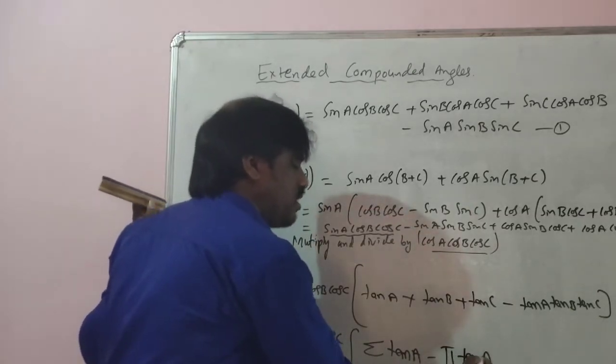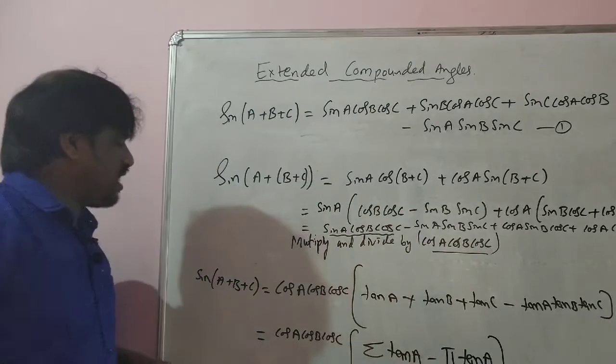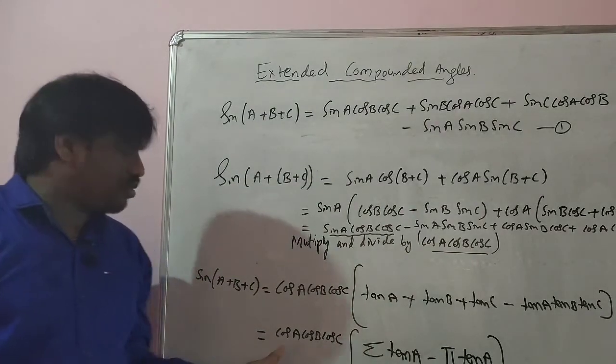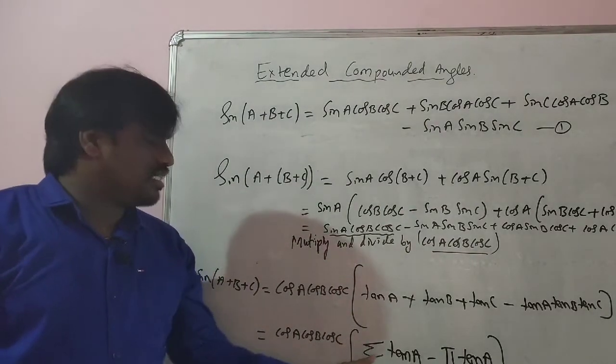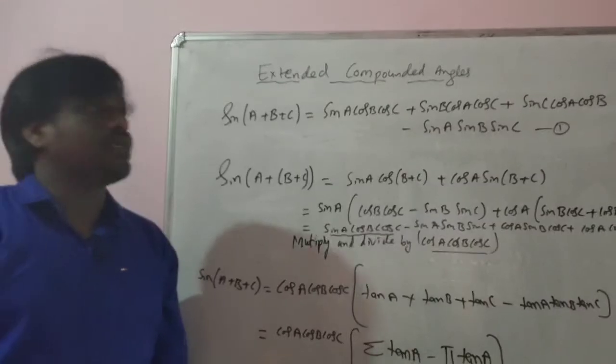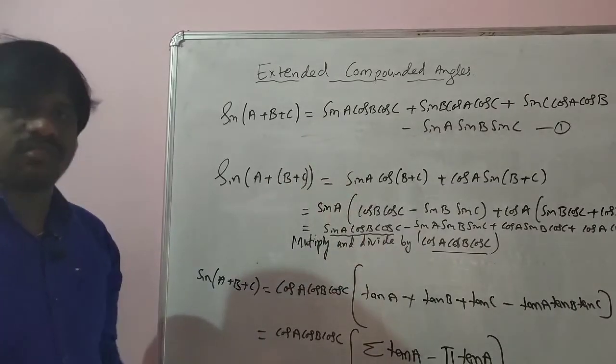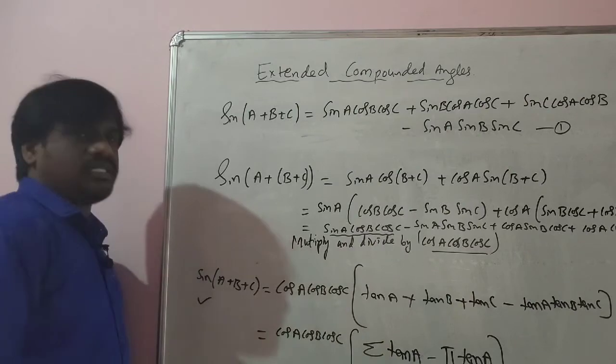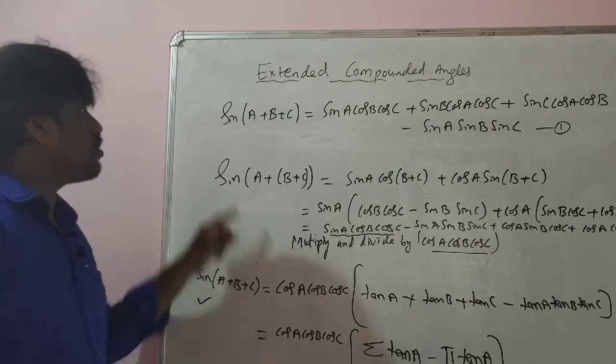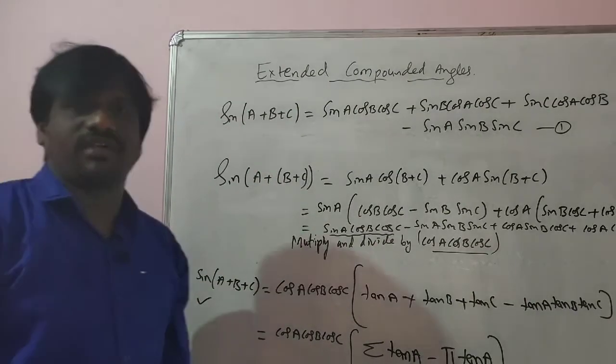pi tan A. So hence the formula is sin(A+B+C) = cos A cos B cos C sigma tan A minus pi tan A. This is also a formula. Remember this formula, it is used most times. So these are the extended formulas of trigonometry.